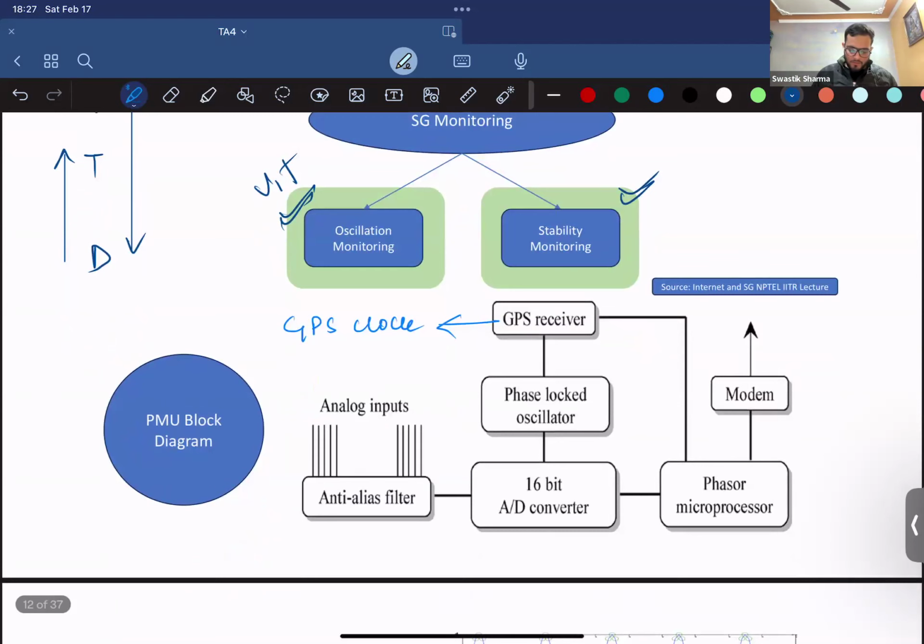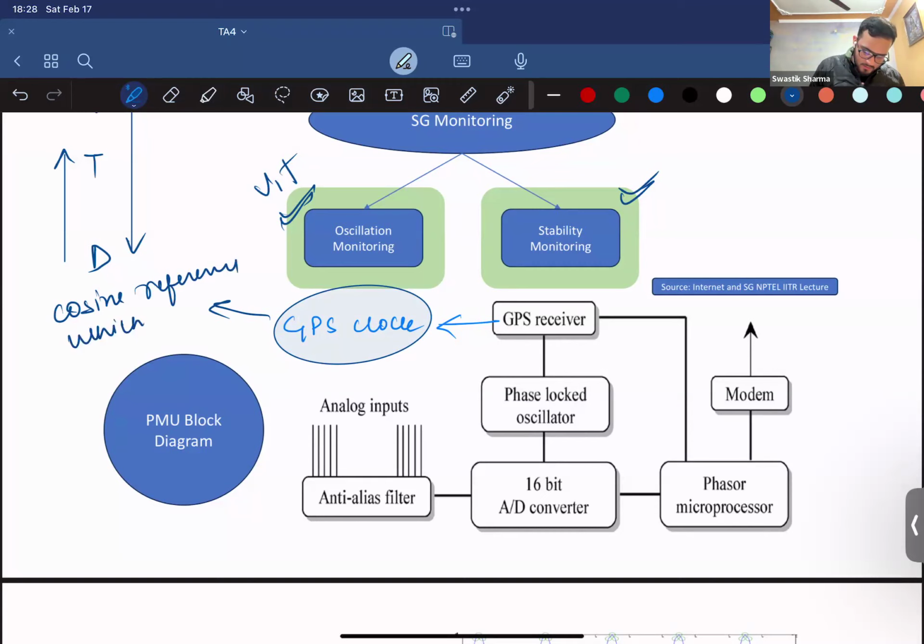So, how does the PMU work? I think I discussed this in the first class itself, but again I'll discuss. You have a GPS receiver connected with a GPS clock. This GPS clock is nothing but a cosine reference, which is connected with UTC, which is coordinated universal time.